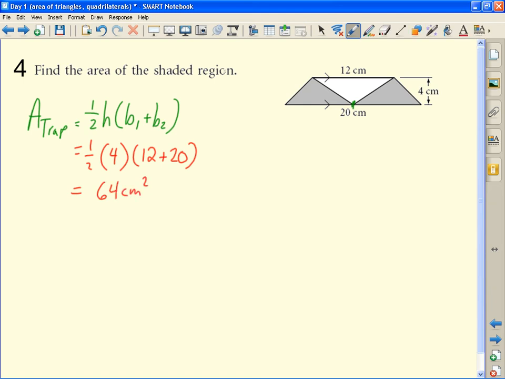But I don't want the whole trapezoid. I have to find the area of the white triangle. So the area of the triangle that I need is 12 by 4, but remember, cut it in half because it's a triangle. So 24 centimeters squared is the area of the white triangle in here. And so with that being the case, I would take 64, which is the total area of the trapezoid, and subtract away 24 centimeters squared, which gives me a total of 40 centimeters squared.